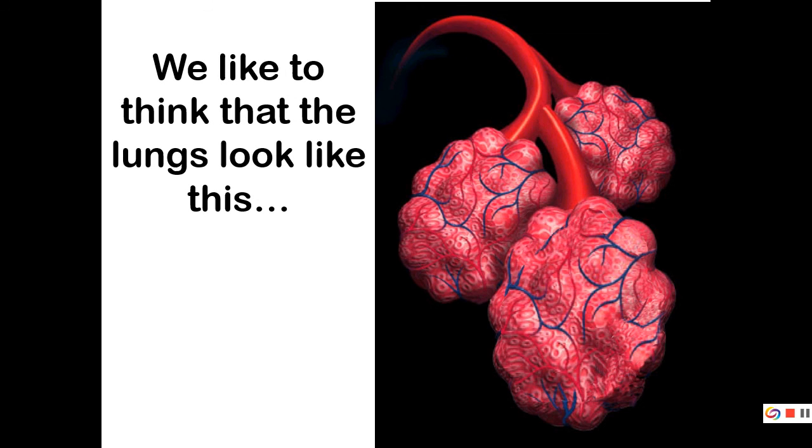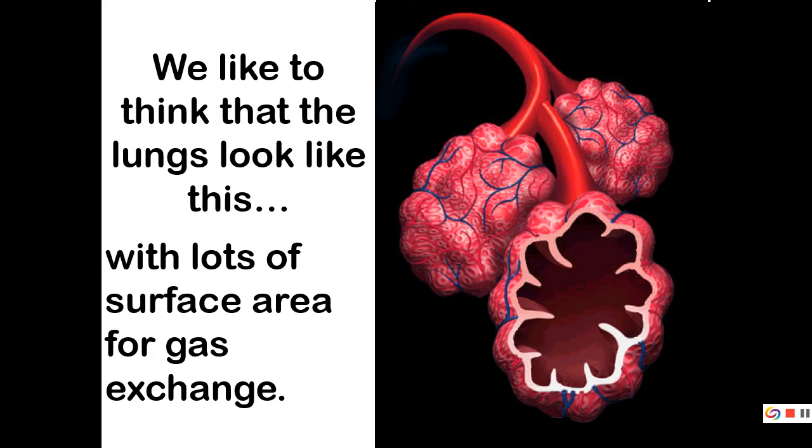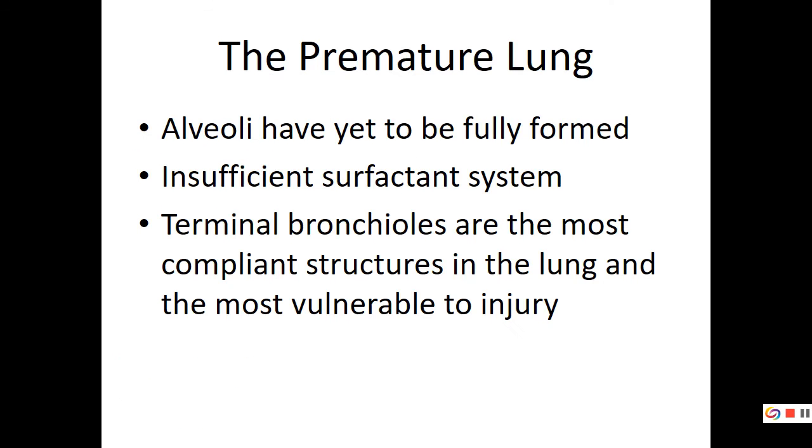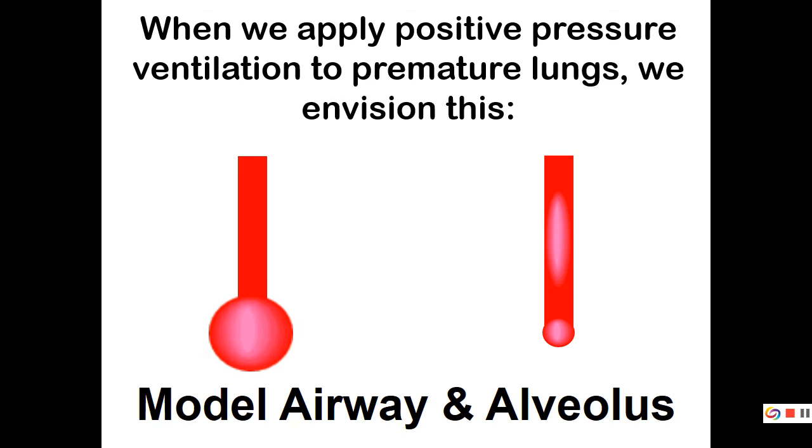So we like to think that our lungs look like this, with lots of alveoli for gas exchange. But preemies' lungs really look like this. Their lungs are not very well developed. The alveoli are not complex and mature, haven't really formed yet. They have insufficient surfactant. The terminal bronchioles are probably the most compliant structures in premature lungs and the most vulnerable to injury.